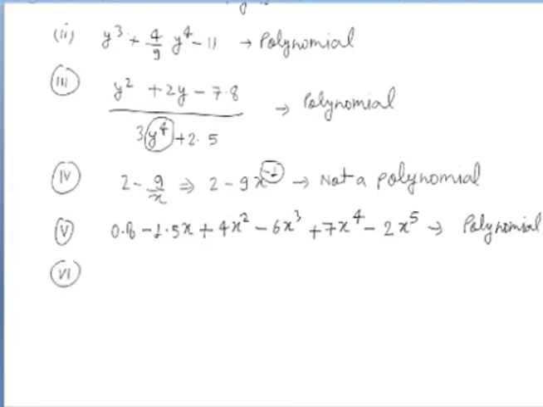And the sixth question is 7.3. It is also a polynomial. Why? I can write this in this way also. Okay, so 0 is also a whole number, so this is also a polynomial. And seventh is 3.4 z. So the power of z is 1. So it is also a polynomial.